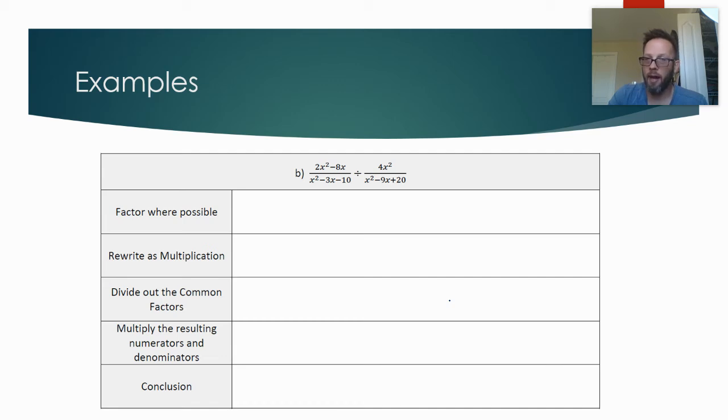So we're dividing two rational expressions. I prompted you to factor where possible, and none of these require decomposition. So I don't think that should be too bad. And then we'll proceed like I told you guys. Rewrite as a multiplication, divide common factors. Let's see what that looks like. So we get 2x times x minus 4. And what multiplies to negative 10 adds to negative 3? That's negative 5 and positive 2.